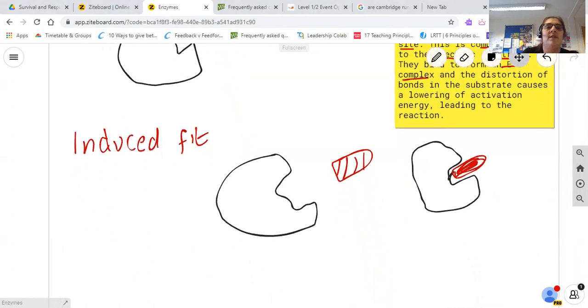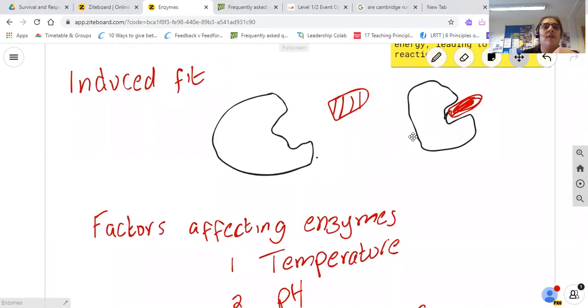The second model is the induced fit model. The induced fit model is slightly different because what it does is it says that the active site is not the actual complementary shape to the enzyme. In fact, it's a slightly distorted shape. And when the substrate fits into the active site, all it will do is that the active site will actually mould to fit the shape of the actual substrate. So whereas in the lock and key it's fixed, in the induced fit it actually can mould.